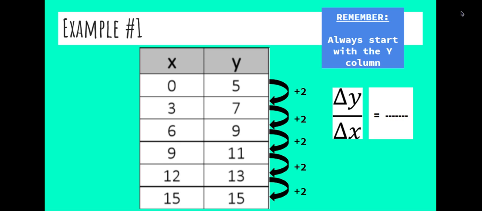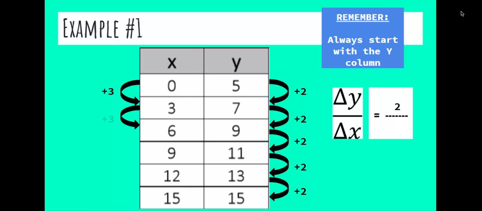Now, you guys should see a pattern, and if you see a pattern, what you're going to do is take that number and put it in your numerator, or the top of your fraction. Okay, now you're going to look at your x column and see how you can get from 0 to 3. Well, from 0 to 3, I add 3. Okay, so I'm going to see if I can add 3 to each of these other numbers in order to get to the next one.